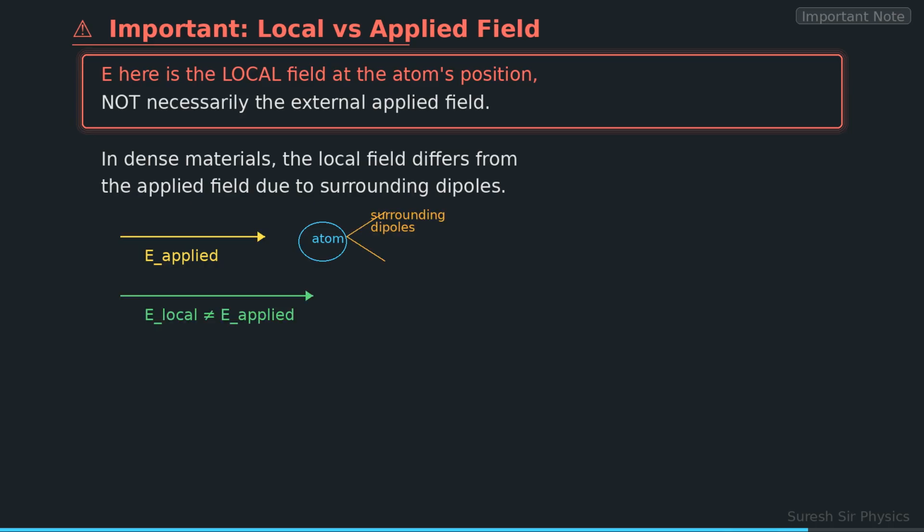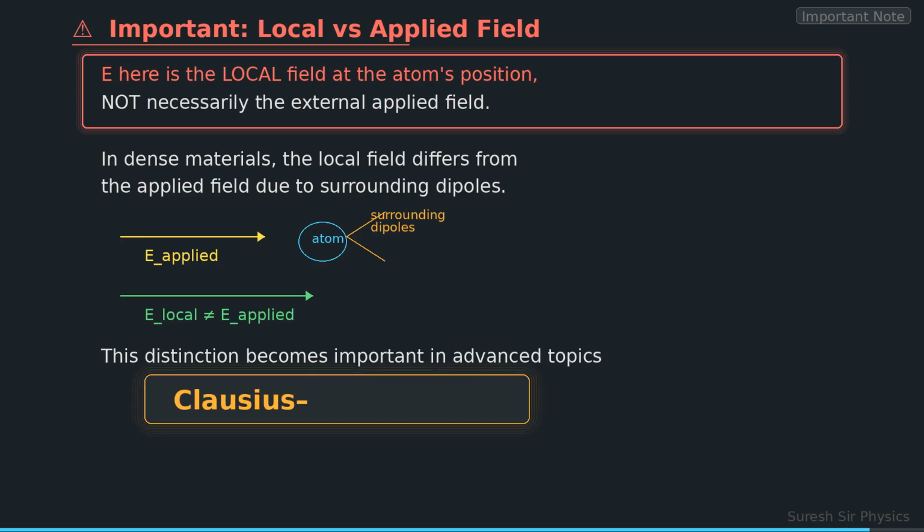Important note: here electric field E is the local field at the atom's position, not necessarily the total external applied field. In dense materials, the local field differs from the applied field due to contributions from surrounding dipoles. This distinction becomes important in advanced topics like the Clausius-Mossotti relation.